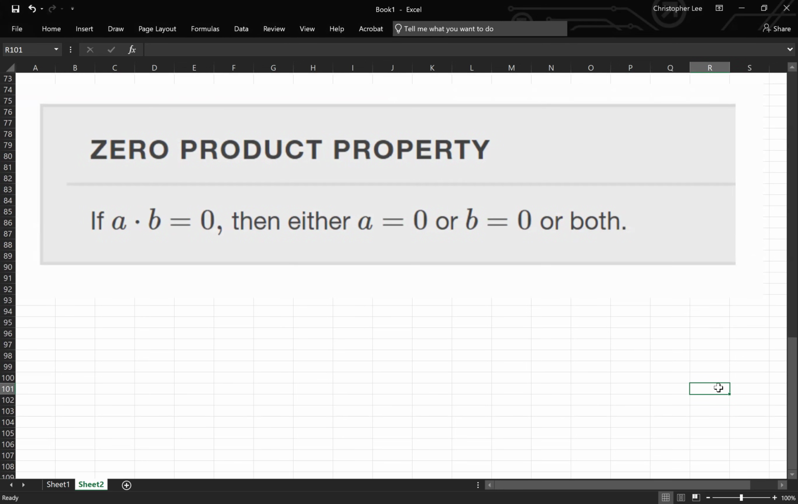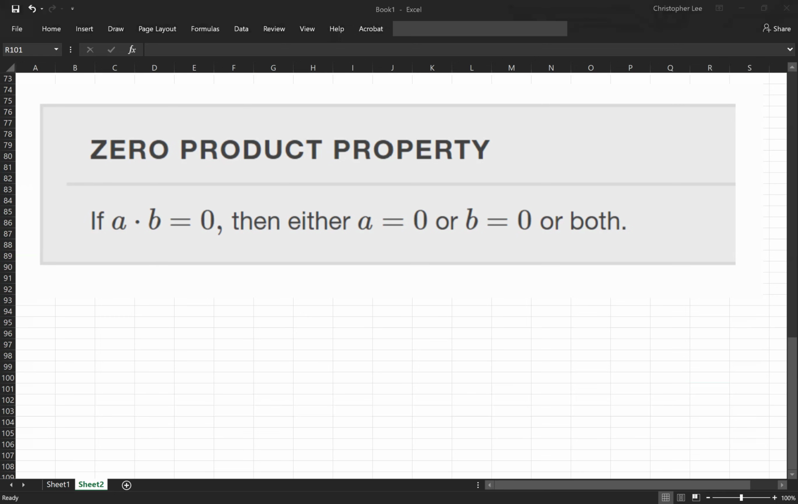If A times B is equal to 0, then either A is equal to 0, B is equal to 0, or both of them are 0. That's deep. All right. So I have two things multiplied to each other. One of them or both of them got to be 0. Can we remember this? All right, cool. Once you know that, the rest of today's class is light work.